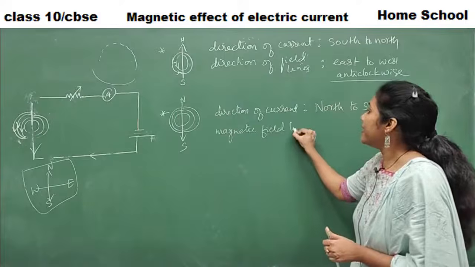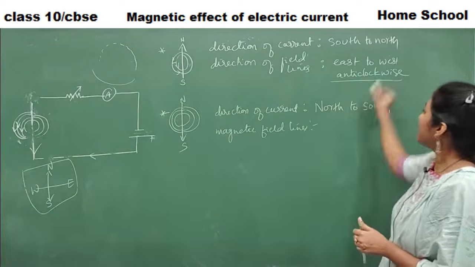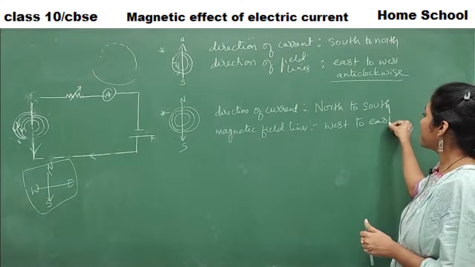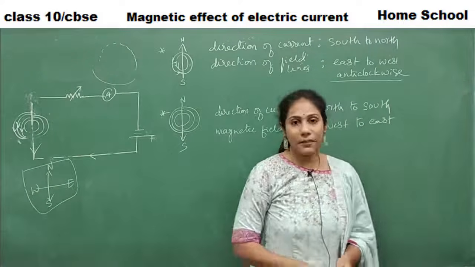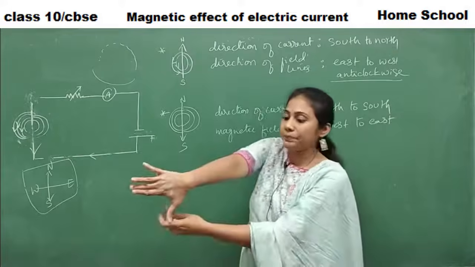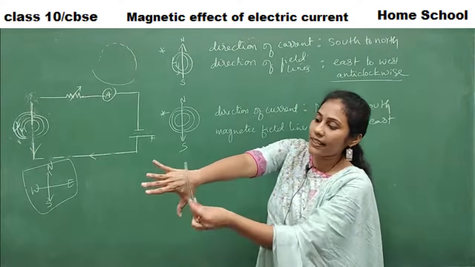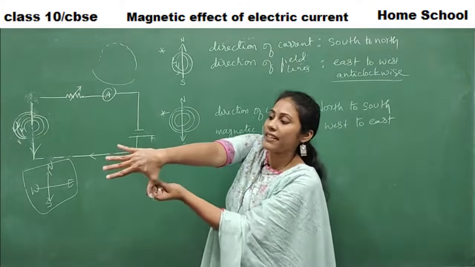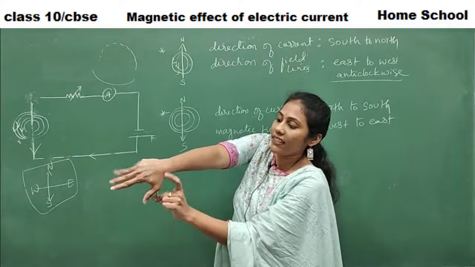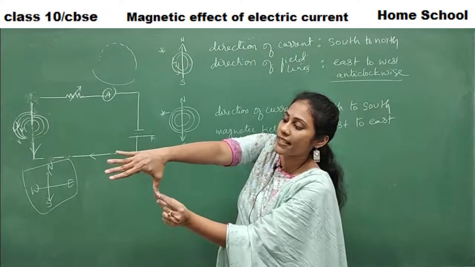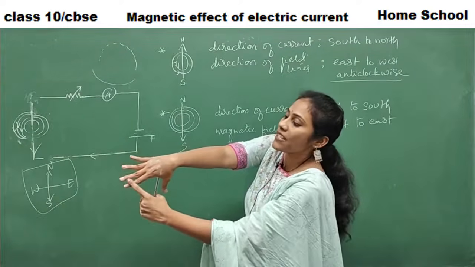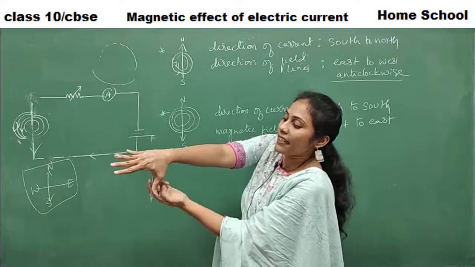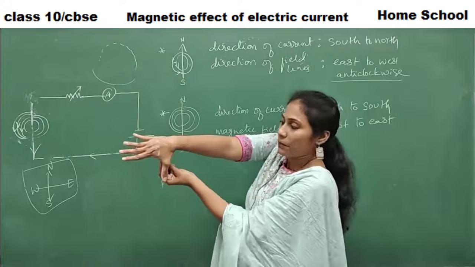Magnetic field lines will move opposite, that is from west to east. For example, see here, this is the direction of current. My thumb is facing downwards. We all very well know that this is north position, this is south position, this is west position, and this is east position. My direction of current is top to bottom.